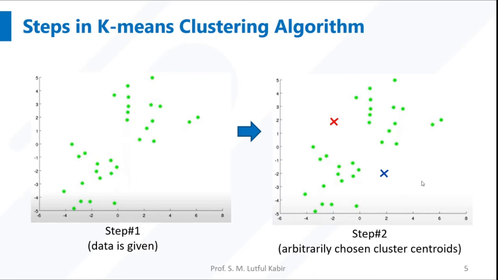First of all, we have to mark 2 points on the plane, and these are the centroids of the two clusters, because we are going to make two clusters. That's why we mark 2 points on the plane. These points are arbitrarily chosen. At the beginning, you have to choose these points arbitrarily. So these are the cluster centroids, and this is our step number 2.